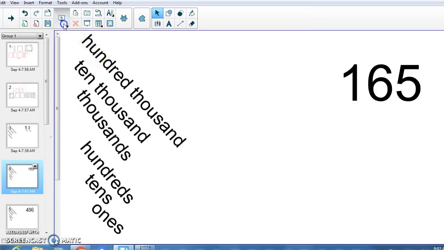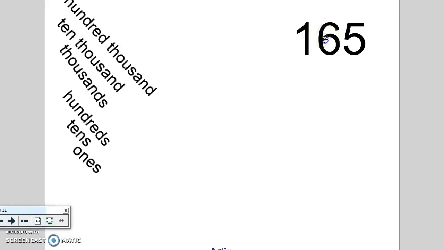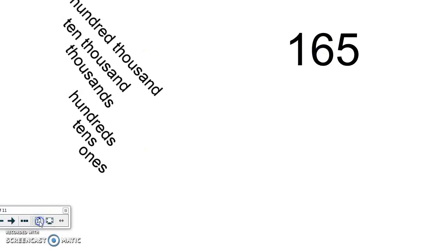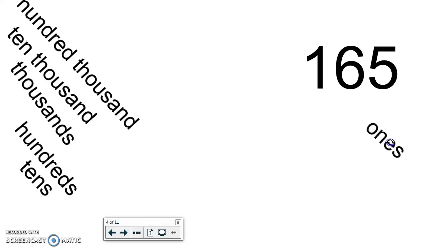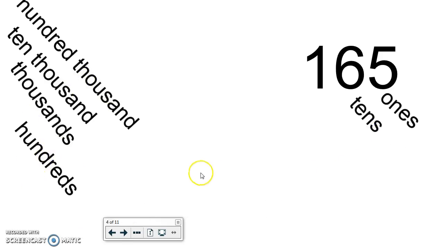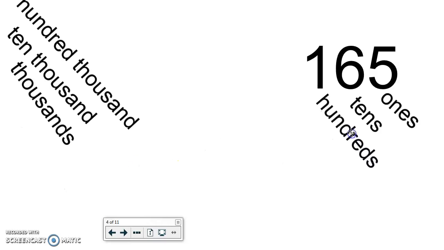Which place value is the 5 in? If you said the ones, that's correct. Which place value is the 6 in? You said the tens, that is correct. Which place value is the 1 in? If you said the hundreds, that is correct. Ones, tens, hundreds. Keep going here.